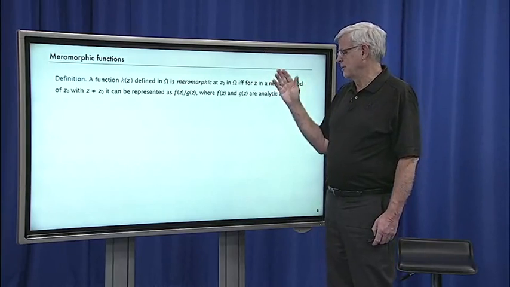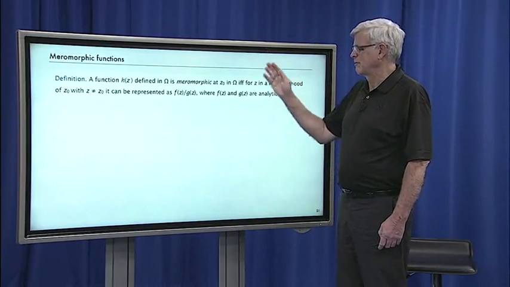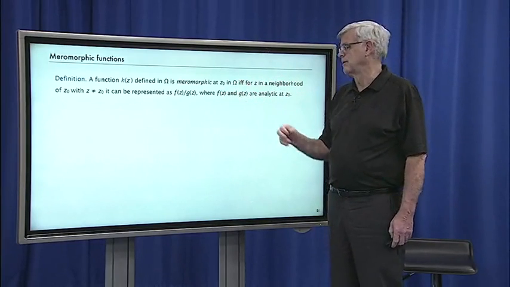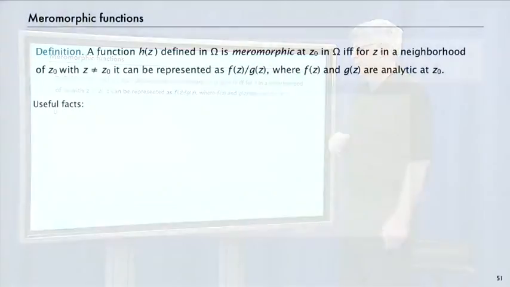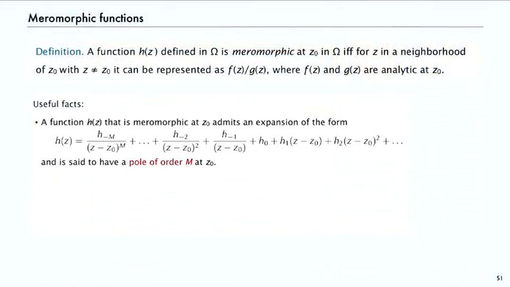A function is meromorphic if it can be represented as the ratio of two analytic functions at a point in a neighborhood. Now, there's a lot of useful facts about meromorphic functions, and again, sometimes the definition is in terms of these facts, and these things are all related in complex analysis. But let's call them facts.